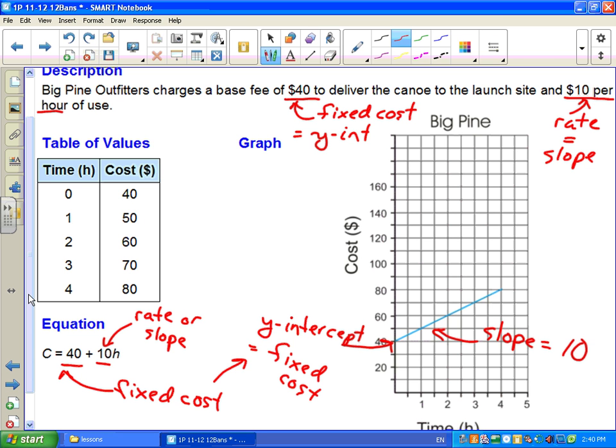How does all of this fit together with what we see in the table? Well, if we look at this first line of our table, when time is 0, cost is 40. What does this 40 represent? What have we called 40? We've given it two different names. We've called it, what have we called it, Drake? 40 is our, yeah. So if you've got a line in your table where your x is 0, that tells you your y-intercept or your fixed cost.